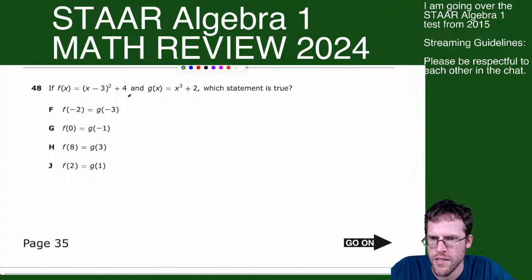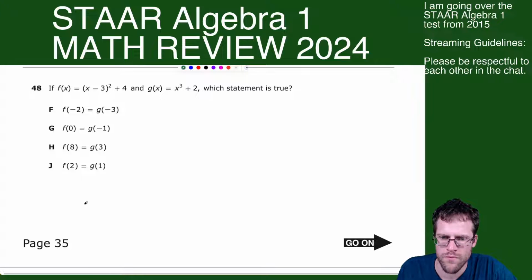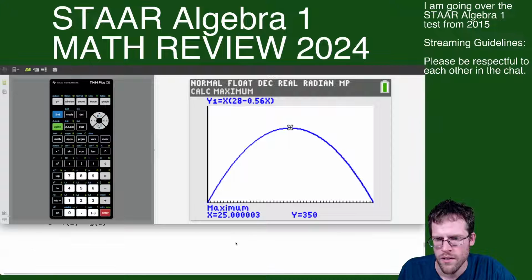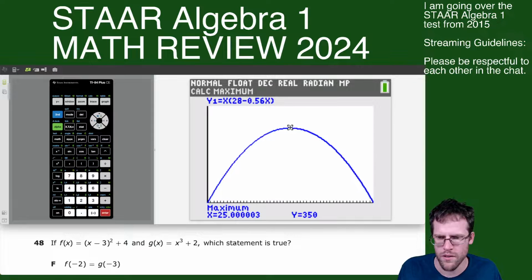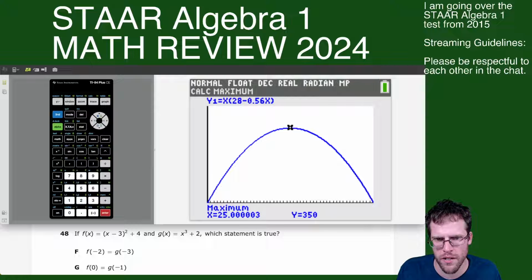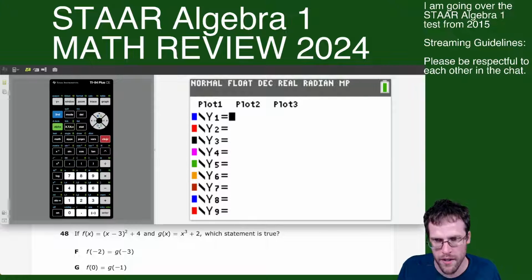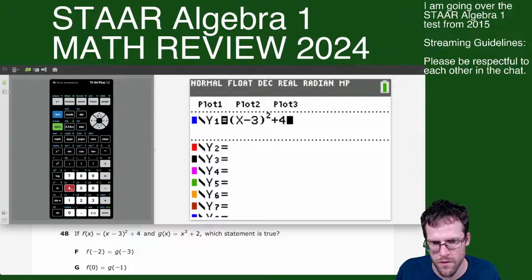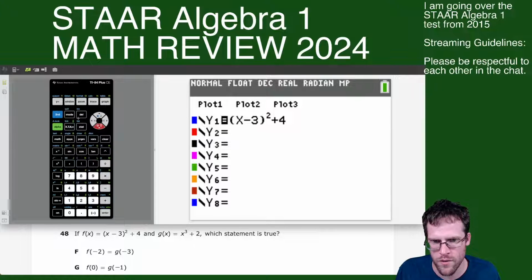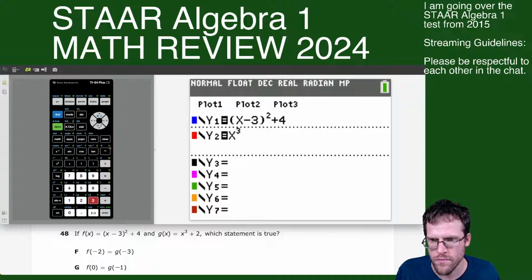Okay, so f of x is here and g of x is here. Which statement is true? All right, this one we could do by hand, but why not use a calculator? We do get it. So I'll use the calculator, but then I'll verify it by hand. So f of x is (x minus 3) squared plus 4, and then y2 is x to the third plus 2.